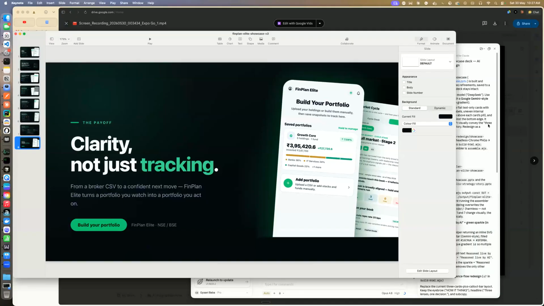This is the app. Just a second. These Zoom permissions are crazy.